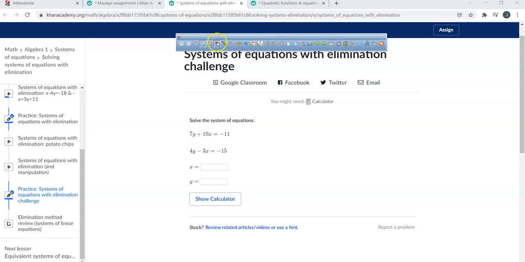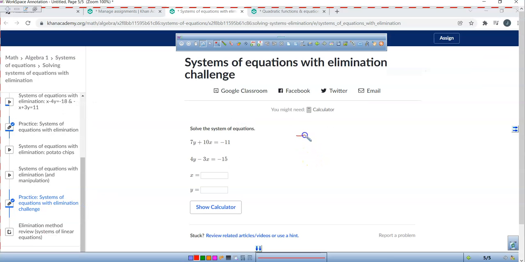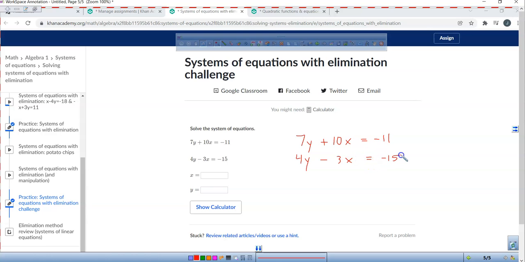Now this one looks very, very easy, but you do have to do a little bit of rearranging here. So let's take a look at this. This says 7y plus 10x equals negative 11. And that says 4y minus 3x equals negative 15.